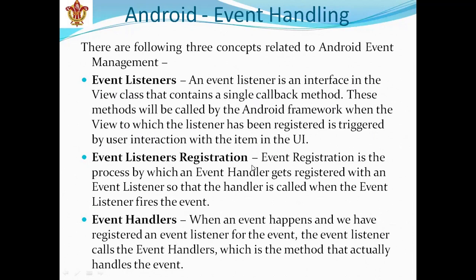Next is the event listener registration. Event registration is the process by which an event handler gets registered with an event listener so that the handler is called when the event listener fires the event. So by the definition, we can understand it properly. Event handlers: when an event happens and we have registered an event listener for the event, then the event listener calls the event handler, which is the method that actually handles the event. That is called the event handler.